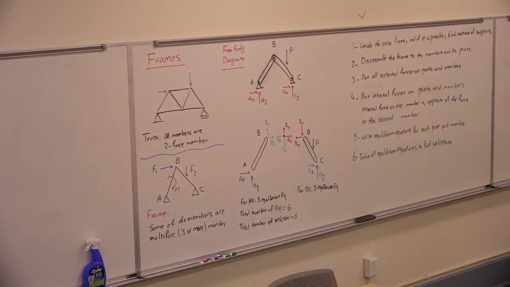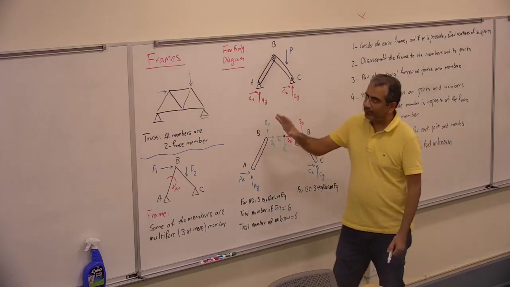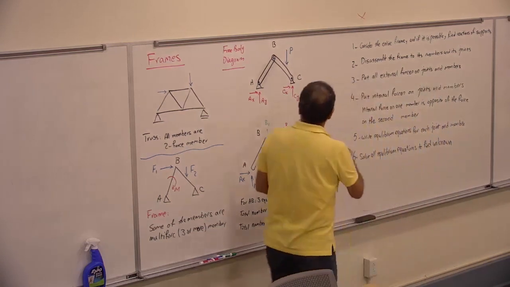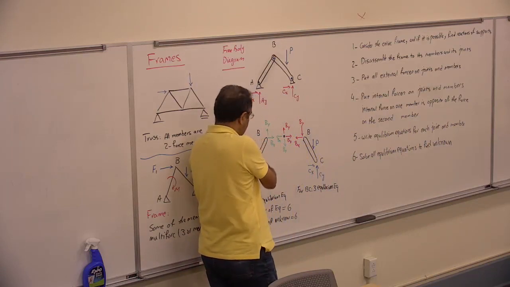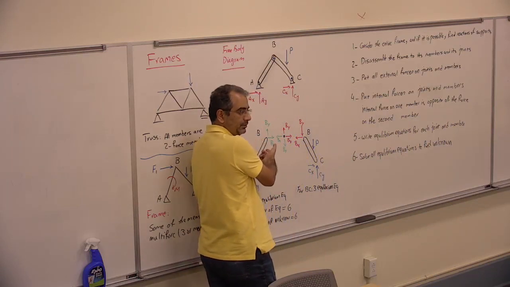So there is one point that I want you to pay attention to, that it just makes it easier. If you miss it, it's not going to make it impossible to solve it, but it makes it easier. Look for two force members. In the frame, you might have a two force member as well. Look at here, AB. AB is a two force member, correct?